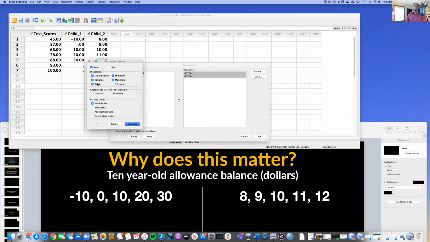and we're going to click all of these. We're going to click mean. We're going to click standard deviation. We're going to click variance. We're going to click range. We're going to click minimum and maximum. Okay.